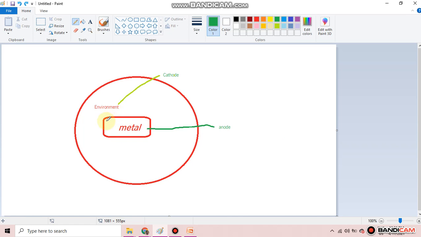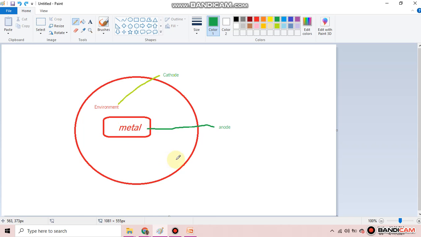If we want to protect the metal from corrosion, it should not get exposed to the environment. So you have two methods to control corrosion. One of them is protective coating.